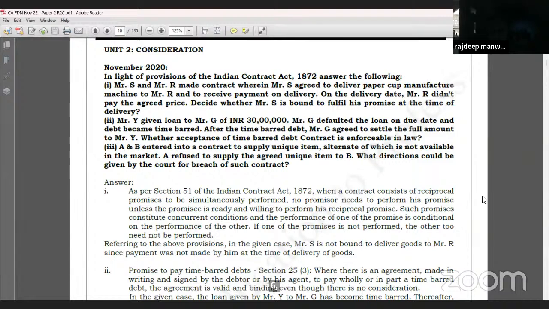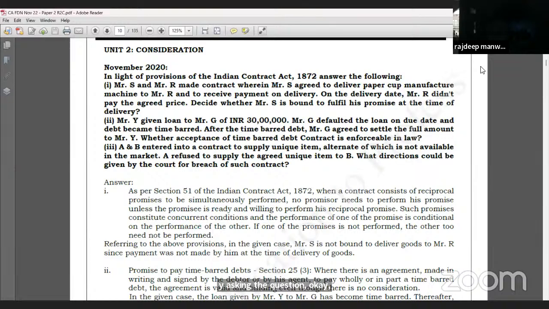Can't it be unilateral mistake? Not unilateral. Where is the mistake over here? He refuses to pay the amount, so this is not a mistake. A mistake is like you're confused. I bought a painting, I thought it is an MF Hussain painting, but actually it is some other painting. Here there's no mistake. I agreed to buy the machine, he agreed to pay the amount. So where is there a mistake? Okay, sir, there is no mistake. Correct.